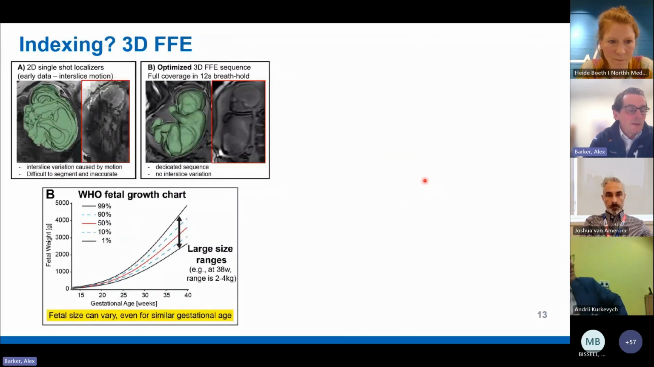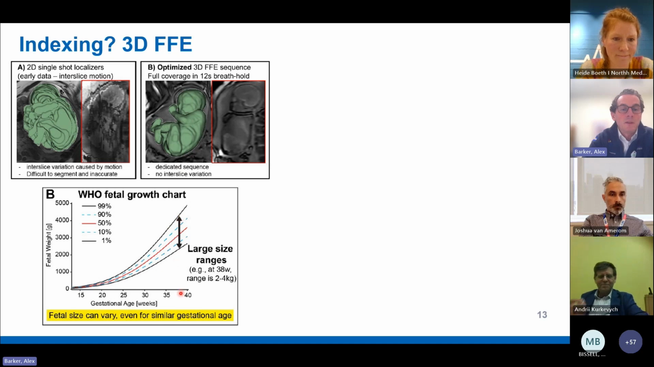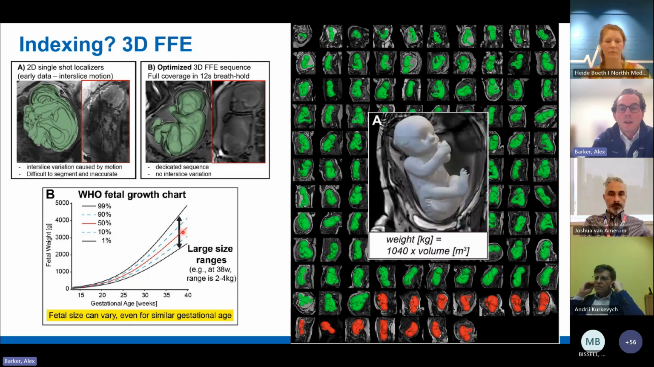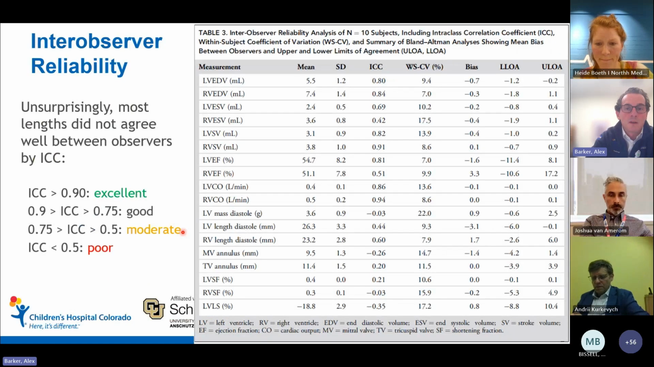So I just have a slide here on the importance that we think for indexing, and we've had a protocol, a fast 3D FFE, that allows us to get fetal weight, because we can appreciate even at a gestational age of 38 weeks, the range can be 2 kilograms between normal fetuses. So we're working very hard to automate this and come up with a facile way to compute weight for indexing, which I hope to report on later.